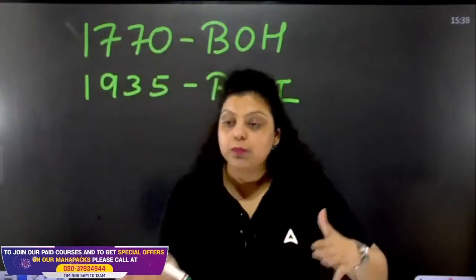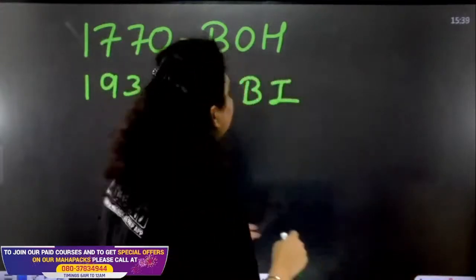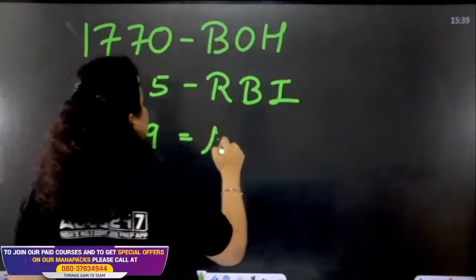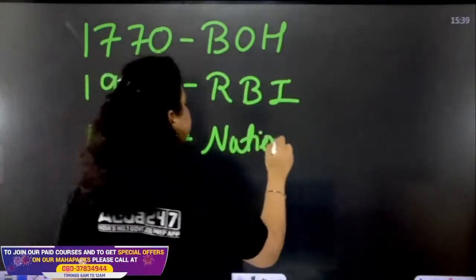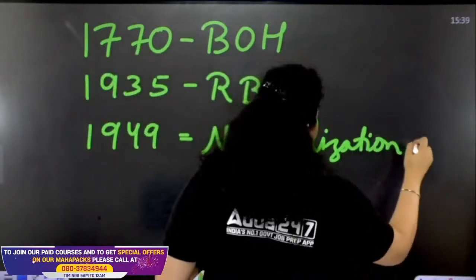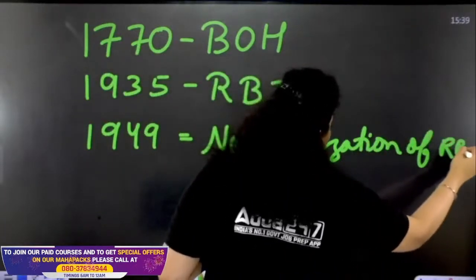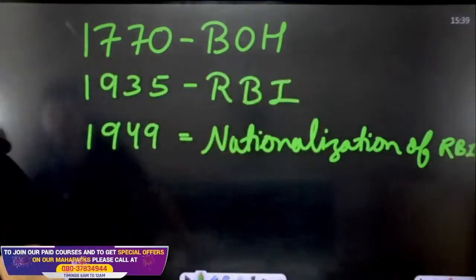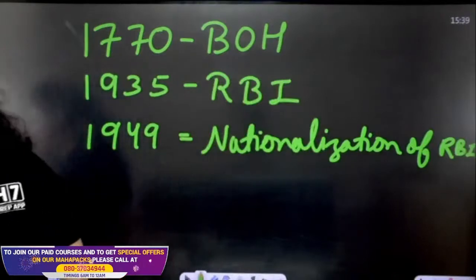But now the ownership of RBI has changed. Now RBI is the government's bank, and on 1st of January 1949, the nationalization of RBI was done. Since then, RBI is the Government of India's bank, because the Government of India purchased 100% of the shares of the Reserve Bank of the country.